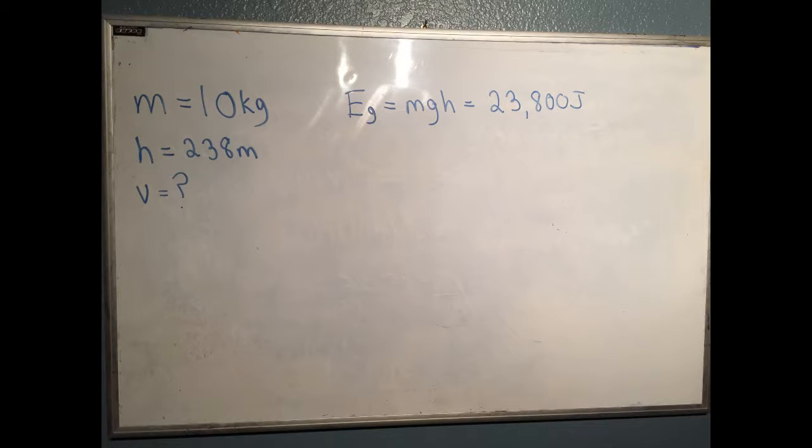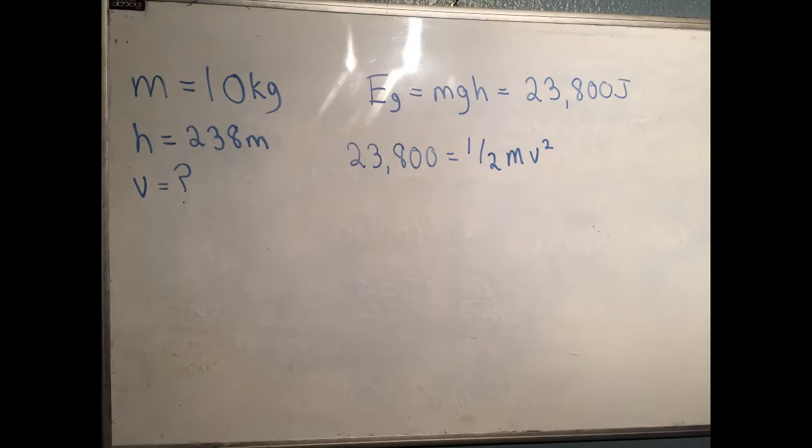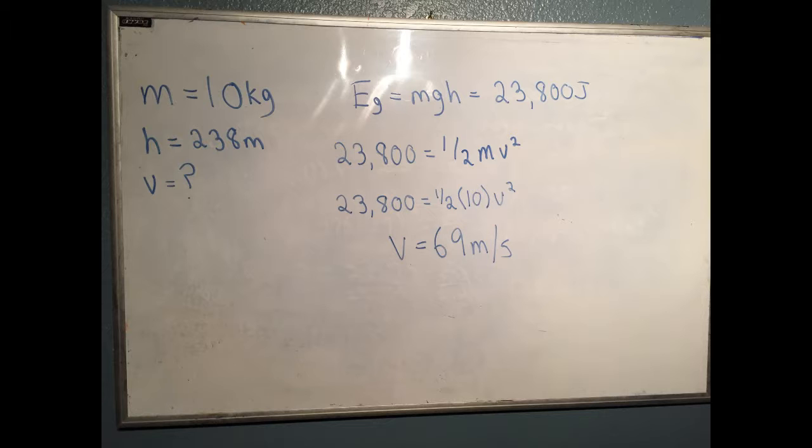In this problem, Joe chucks a 10 kilogram cantaloupe 238 meters into the air. What is the velocity of the cantaloupe right before it splats on the ground? At its max height, the cantaloupe's gravitational energy is 23,800 joules. Because of the law of conservation of energy, you can set this equal to the formula for kinetic energy. After plugging numbers in and solving, the velocity of the cantaloupe is 69 meters per second.